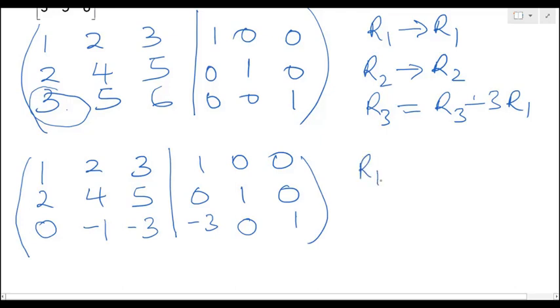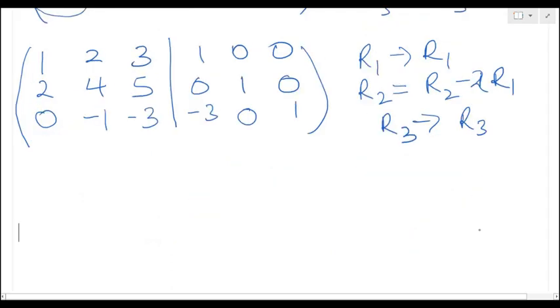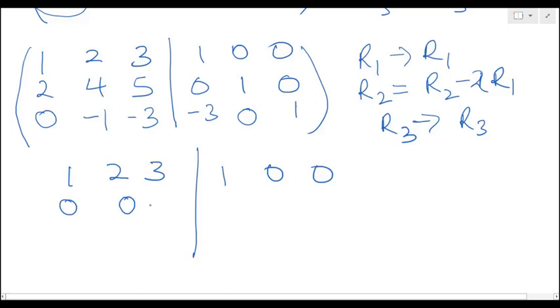Then at that point row 1 still remains as it is. Row 2, we remove the 2 at row 2, so row 2 will be equal to row 2 minus 2 row 1. Row 3 remains as it is, and that would give us 1, 2, 3, row 1, 0, 0. Row 2 will therefore become 0, 0, minus 1. Then on the right hand side, this is a minus 2, this is a 1 and 0. Row 3 remains. We have 0, minus 1, minus 3, and on the right minus 3, 0 and 1.